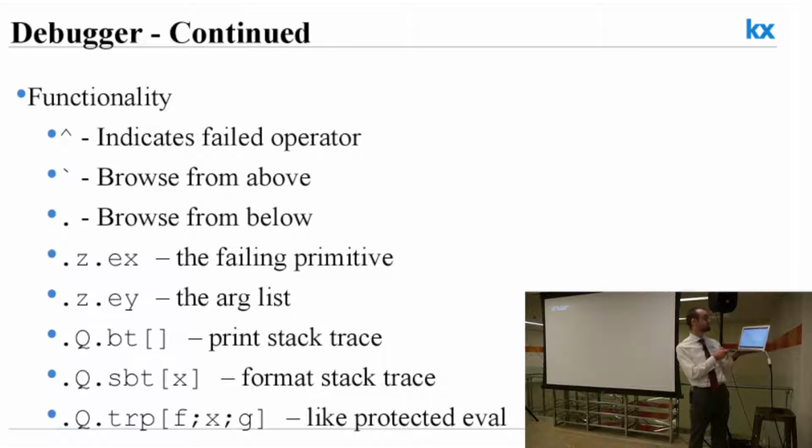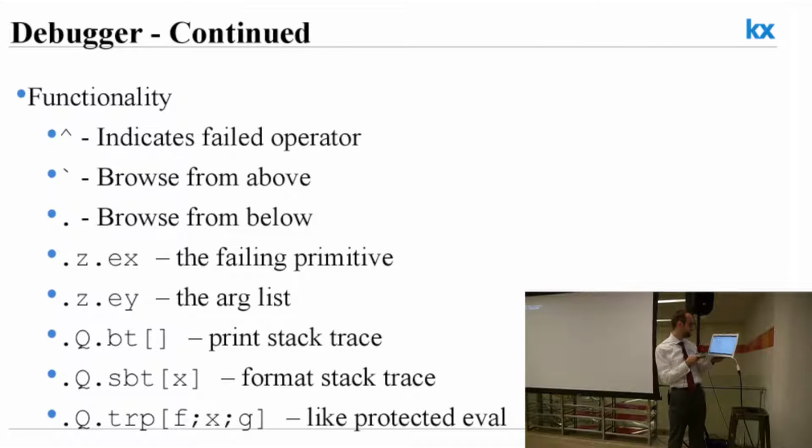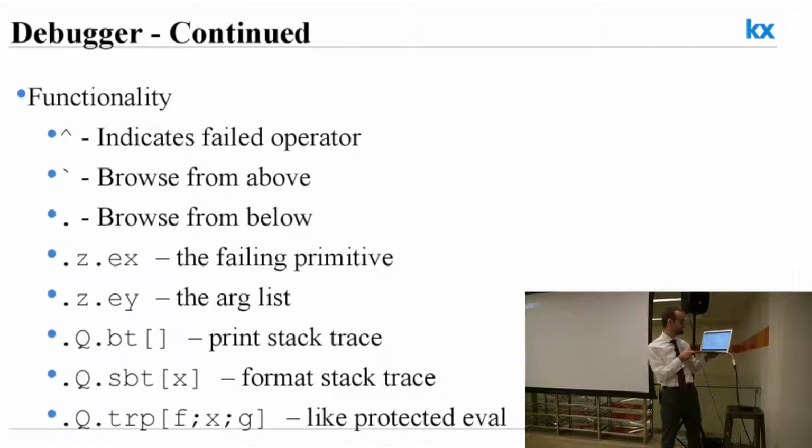Then there's .z.ex. So once you're inside the debugger, that shows the failing primitive. So similar to what you had before if you look through the actual argument list. And then .z.ey is the actual argument list. So that's, you know, pretty relevant.